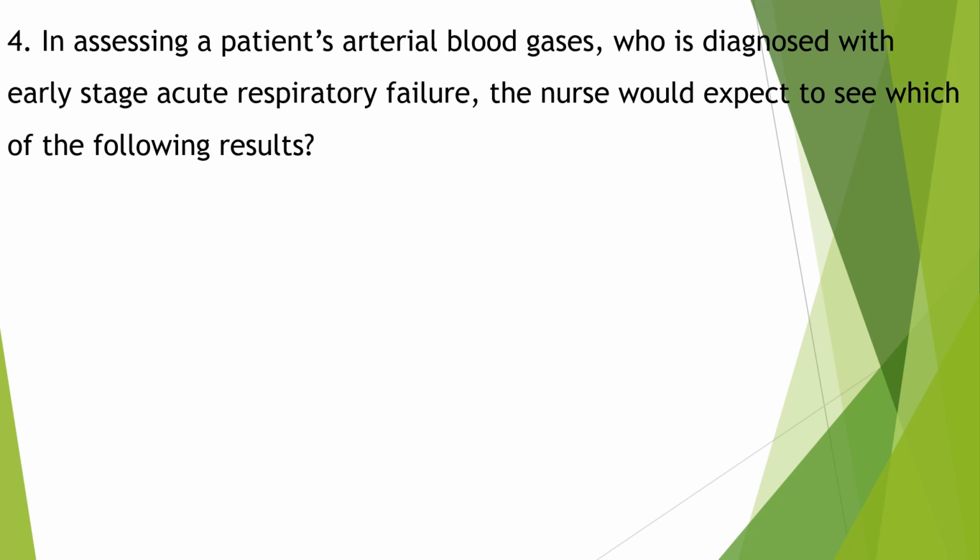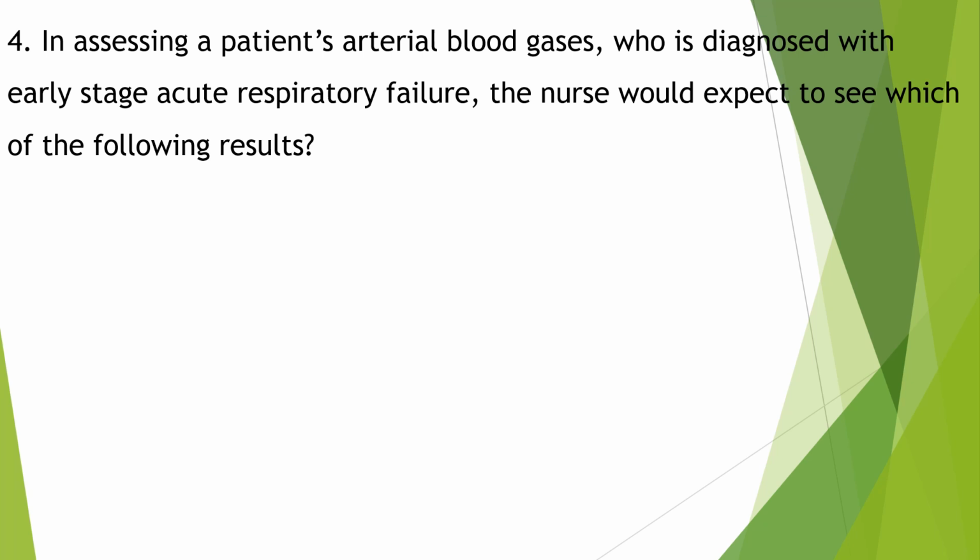In assessing the ABG of a patient who is diagnosed with early stage acute respiratory failure, the nurse would expect to see which of the following results. So acute respiratory failure is when one or both of the gas exchange functions of the lungs are compromised. The gas exchange functions of the lungs are oxygenation and ventilation, or carbon dioxide removal. So the compromise of this function leads to hypoxemia and or hypercapnia, also known as hypercarbia, that is an increased PaCO2 level.